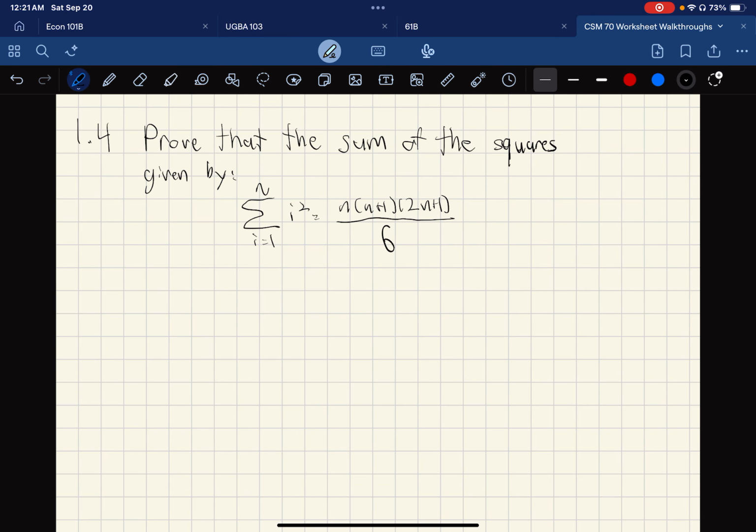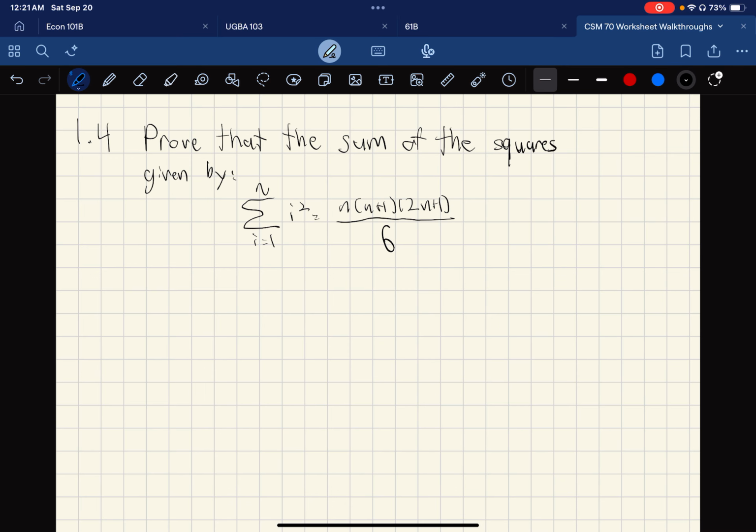I'm giving you a walkthrough on the week one worksheet, question 1.4, where we are going to prove that the sum of the squares, from the first number to the nth number, is equal to n times n plus 1 times 2n plus 1, all over 6.